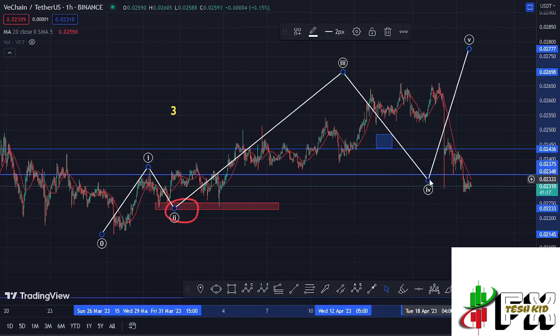and that now means that this Elliott wave structure has now hit its invalidation point. And because of that, in this video I'll be removing this Elliott wave structure from my charts and give you an alternative scenario here on the VeChain chart.